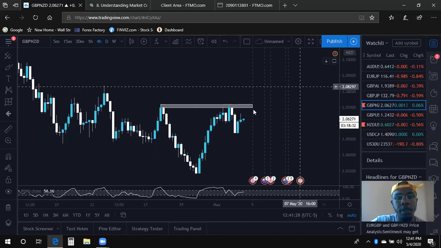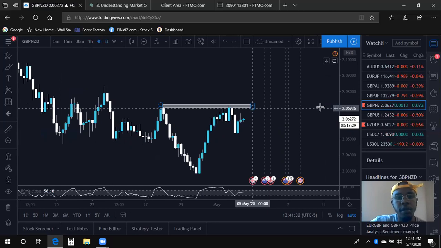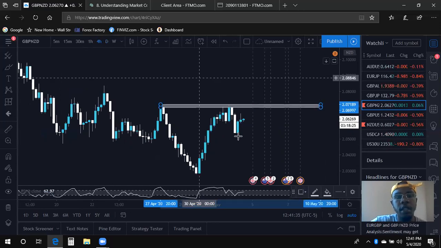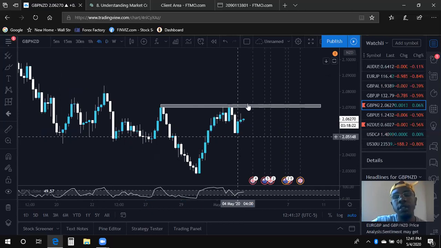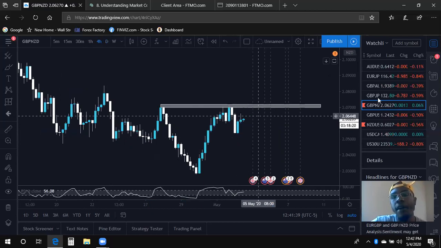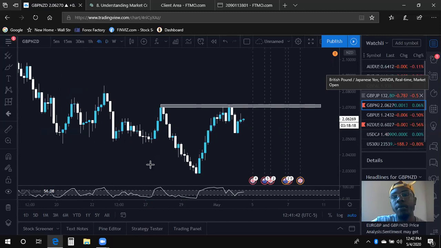It will need to break through this resistance for me to say it is a definite buy. Definitely have a low. This is a possible higher low. If it breaks this, then you know it's definitely giving us a higher high. On to the next.